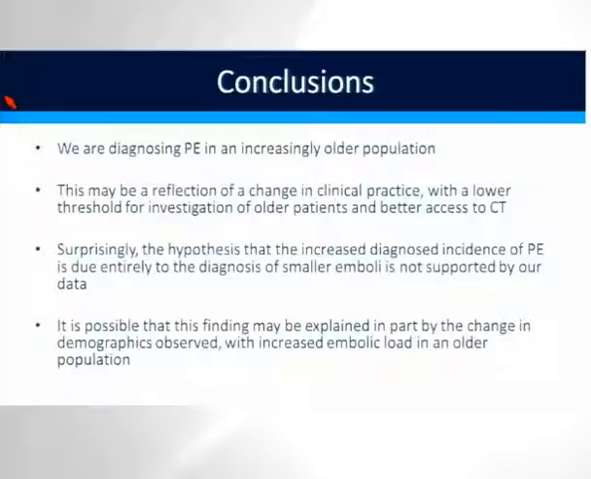Surprisingly, our hypothesis doesn't really support the idea that the increased incidence of pulmonary embolism is purely due to the diagnosis of smaller emboli, although it has to be said that that may be explained by the fact that we're diagnosing emboli in a different population. The demographics have changed slightly, and it may be that older patients are more prone to more severe emboli, and that's something we're going to look at next. Thank you very much.